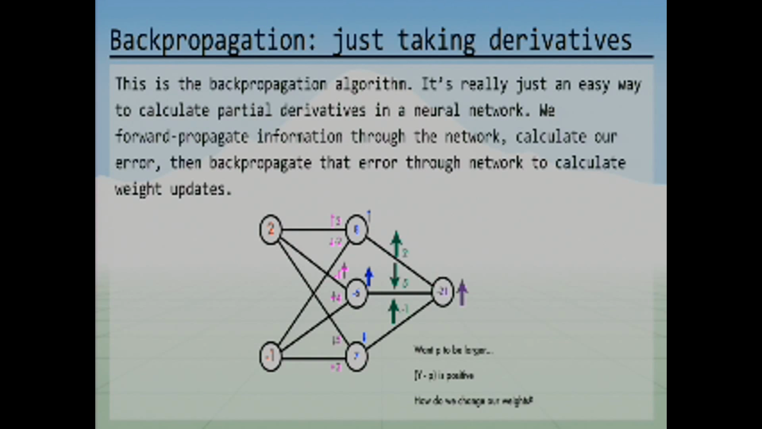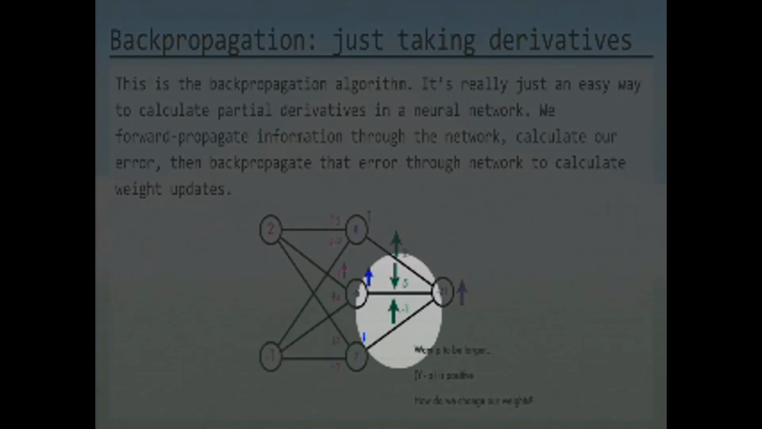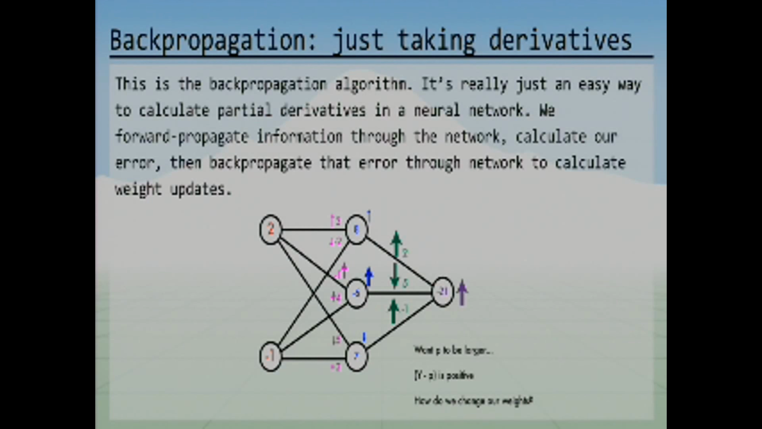And so what we're going to do as our learning algorithm for doing stochastic gradient descent with neural networks is we're going to forward propagate the information from the beginning of the network. We're going to calculate our error at the end of the network. And then we're going to backpropagate that error through the entire network and calculate the weight updates as a way of calculating these partial derivatives for each of these weights in the neural network.